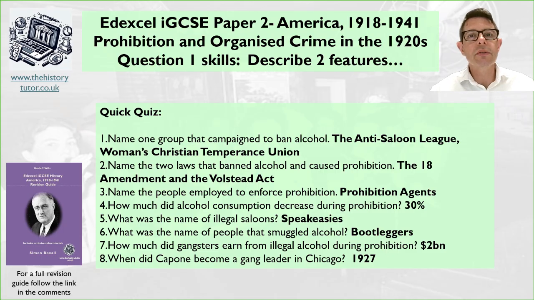What was the name of the illegal saloons or pubs, as it might be called, where you went to drink your illegal alcohol? A speakeasy. What was the name of people who smuggled the alcohol? So bootleggers. They had it in the boots of their cars, and they would leg it, of course. How much did gangsters earn from illegal alcohol during prohibition? So $2 billion. So clearly it's helping gangsters thrive in this time. When did Capone become a gang leader in Chicago? So 1927.